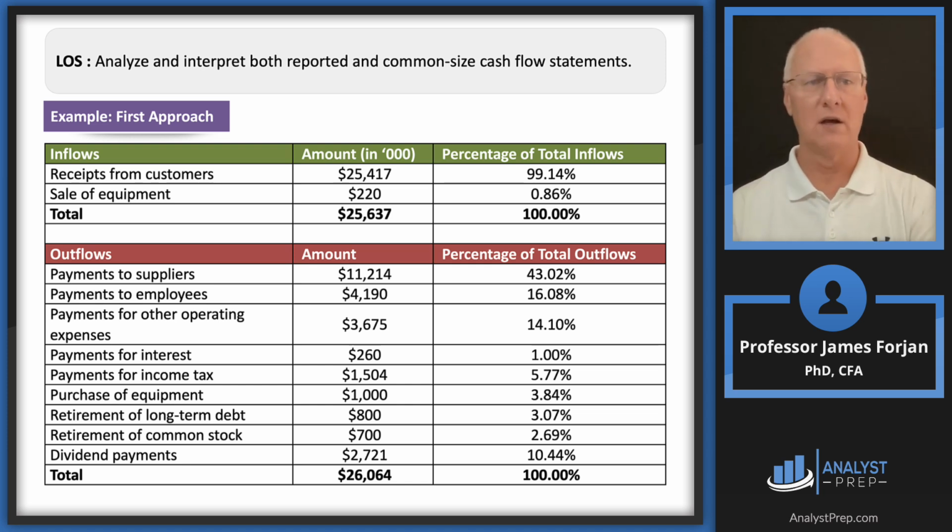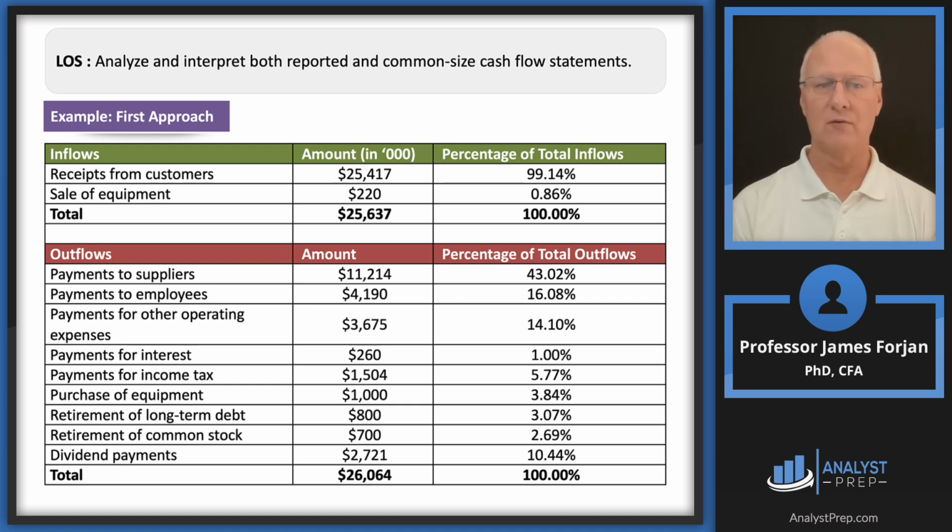And then look at the column over on the right, and this is the common size stuff. So clearly, sale of equipment is less than 1%. So that's just a minor issue for those inflows. But what about those outflows? Oh, payment to suppliers. So that's the top right of the balance sheet, right? How much do we pay our employees? How much do we pay?